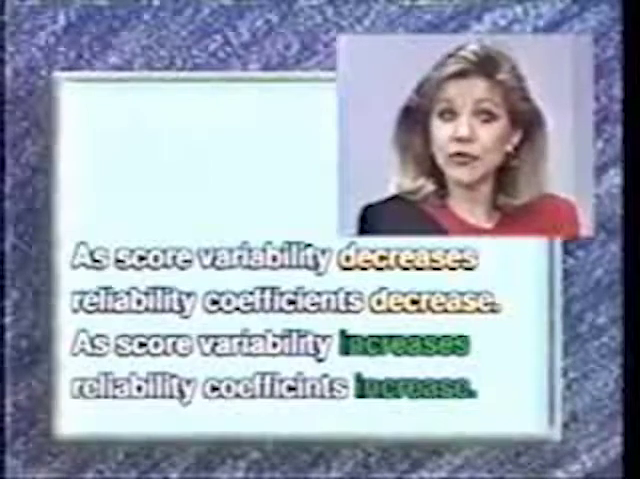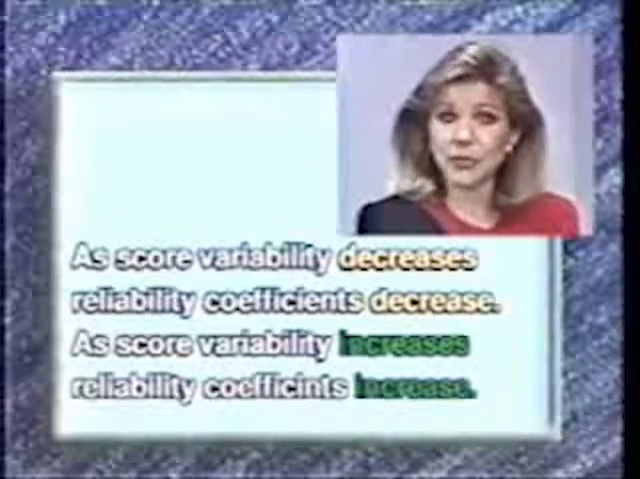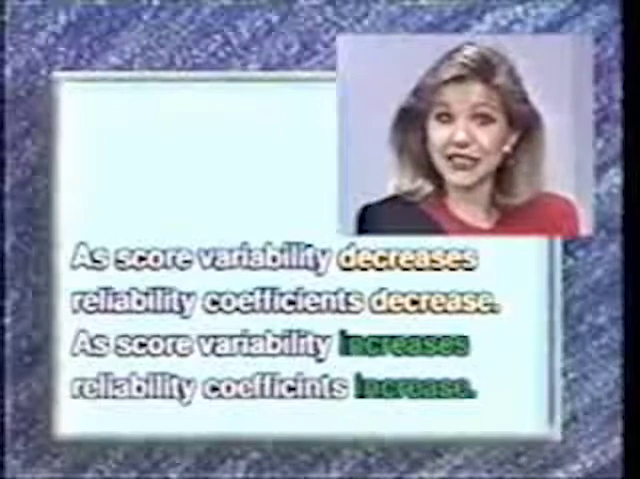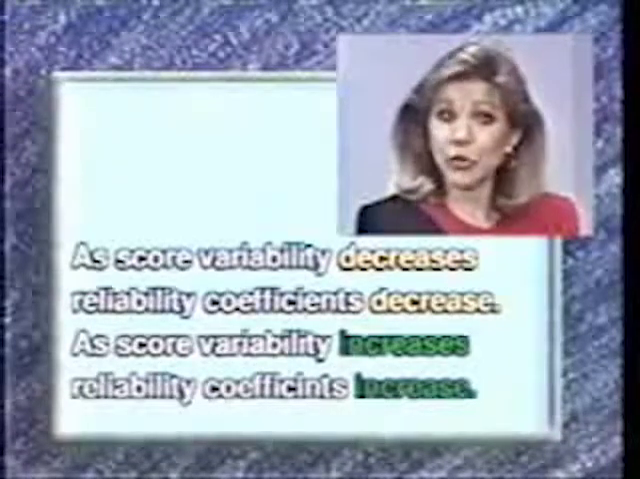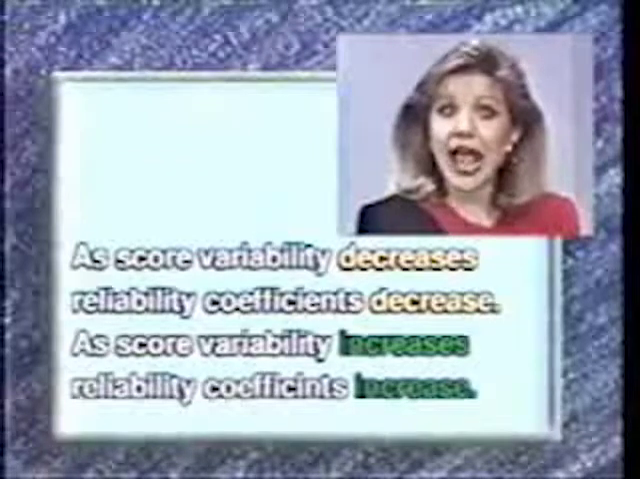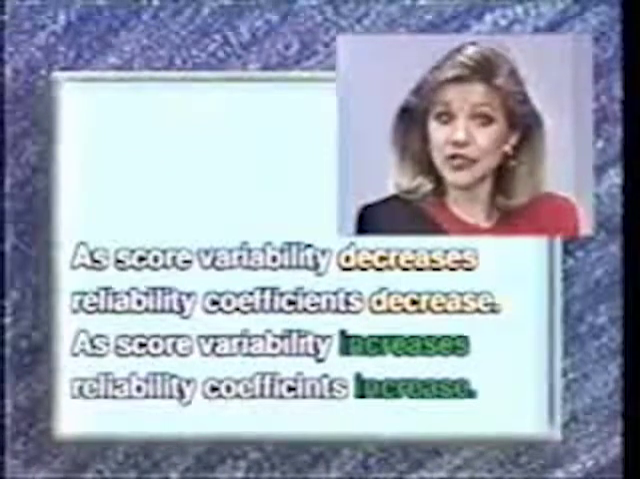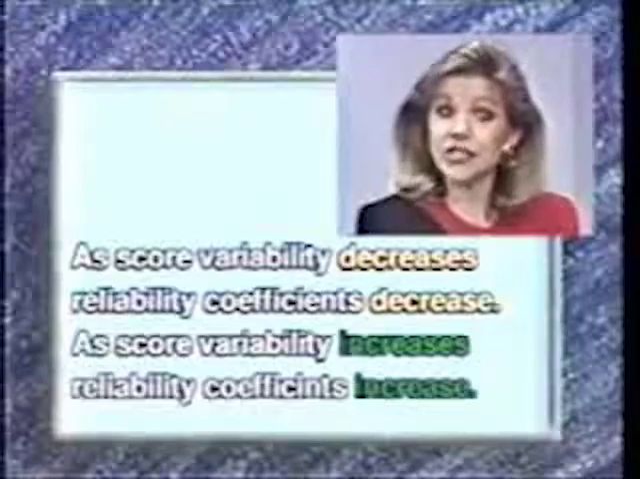As you have just seen, the principle at work here is complicated to explain, but it's easy to state. As score variability decreases, reliability coefficients decrease. And as score variability increases, reliability coefficients increase. This same principle affects test reliability for other reasons as well. Variability among test scores is also affected by the difficulty of the test questions.